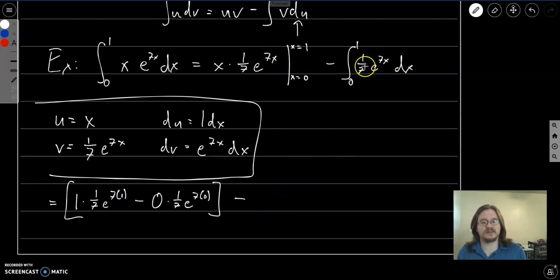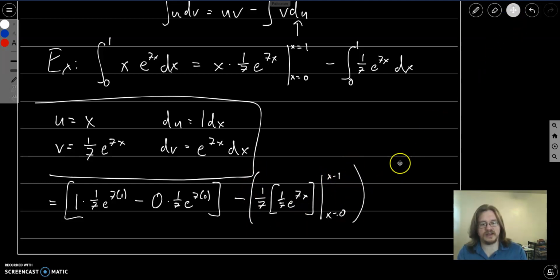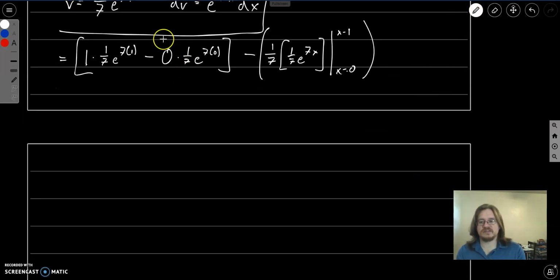minus, when we take the integral of 1/7 e to the 7x, but in the same way, we're just going to get 1/7 e to the 7x. When we take the integral of that, it's just going to be 1/7 e to the 7x. And again, we're going to evaluate this from x is equal to 0 to x is equal to 1. So this is going to subtract all of that guy. So let's simplify this first bit. 0 times anything, well, that's just 0. So this first bit becomes 1/7 e to the 7.